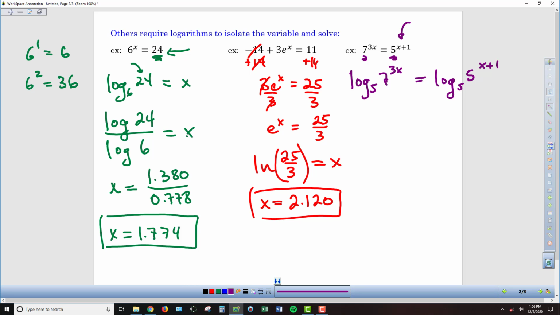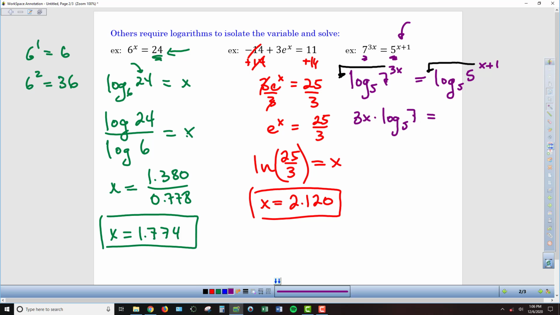So how do we solve from here? Well, the whole goal of using logs here is to get the x out of the exponent so that we can eventually solve for it. And so the way that we're going to be able to do that here is I can take this 3x, using my log of powers, and bring it to the front. And I can take this x plus 1 as the exponent on the inside of my logarithm and bring it to the front. So that means I'm now going to have 3x times the log base 5 of 7.